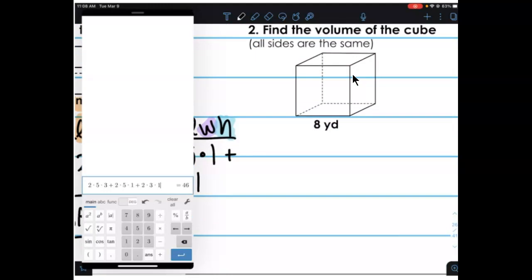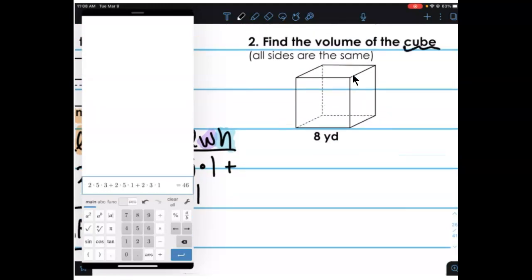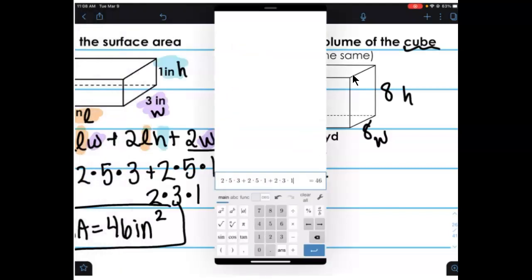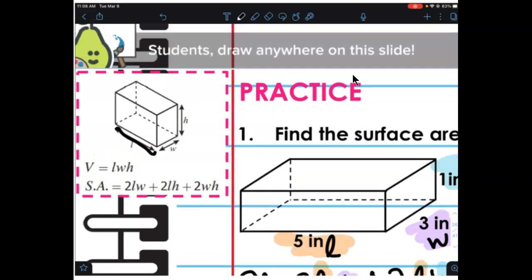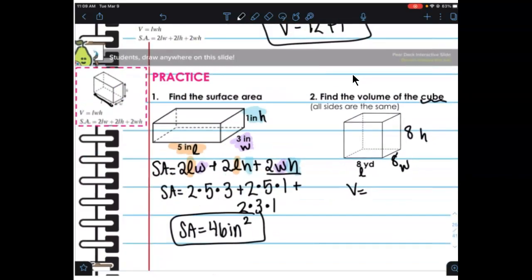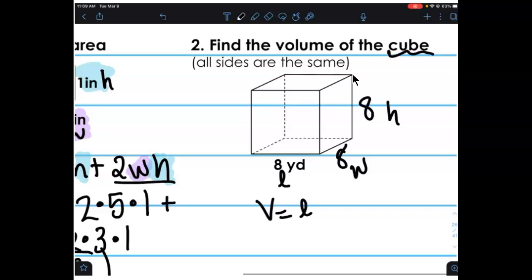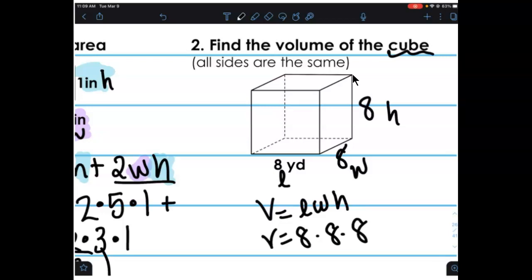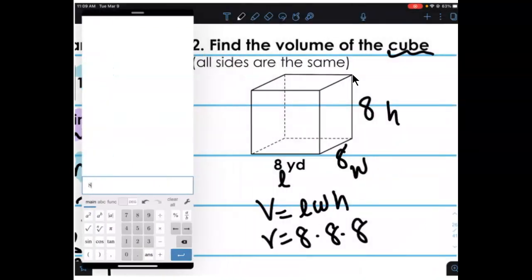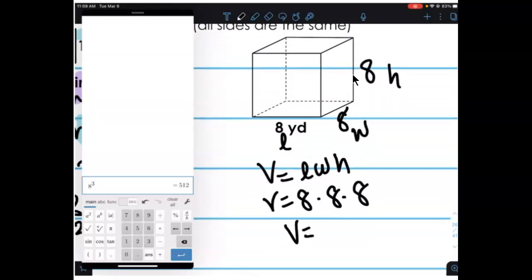Okay, and the last one, find the volume of a cube. A cube means that all of your sides are the same, so it's going to be an 8 by 8 by 8. Here's our length, width, and height. The formula, which you can of course look at over here in the formula sheet, is just length times width times height. So I'm going to do LWH. They're all the same, so we can actually just do 8 to the third, or 8 times 8 times 8, which is 512 yards cubed.